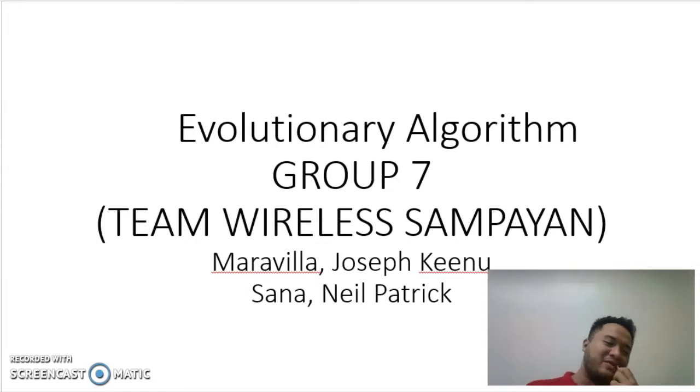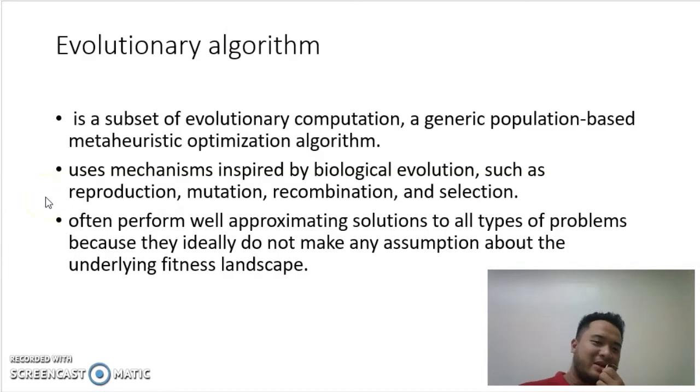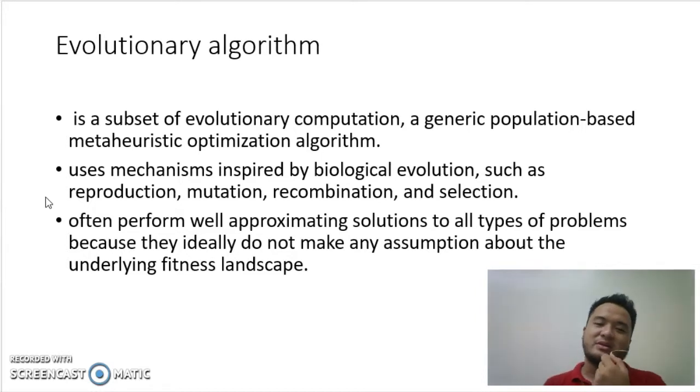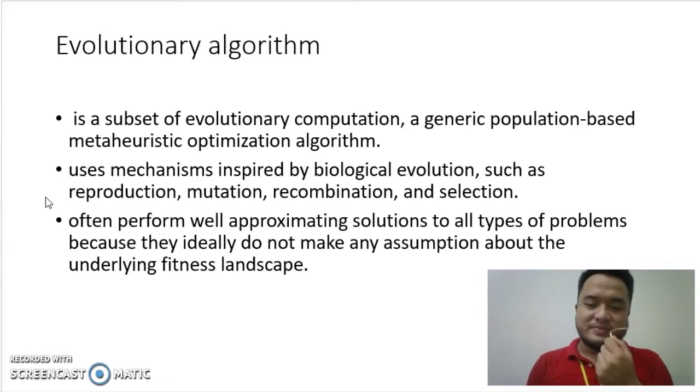So let me explain about evolutionary algorithm. Let's start with the definition. An evolutionary algorithm is a subset of evolutionary computation, a generic population-based metaheuristic computation algorithm. This mechanism is inspired by biological evolution, such as reproduction, mutation, recombination, and selection. They often perform well approximating solutions to all types of problems because they ideally do not make any assumptions about the underlying fitness landscape.